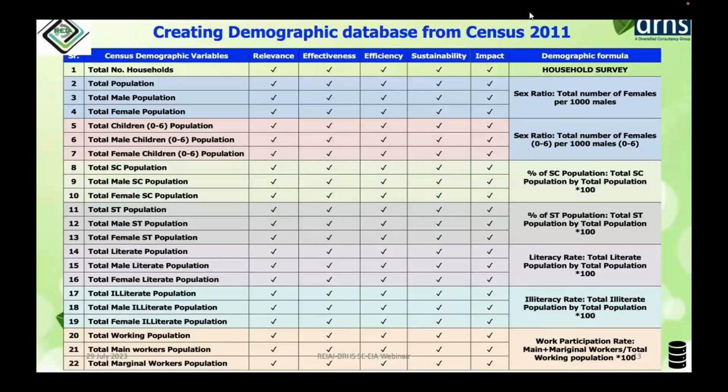So it is measurable also. All these four things should be complied with when we select any variable. Let us see a live demo on how we are going to do it.